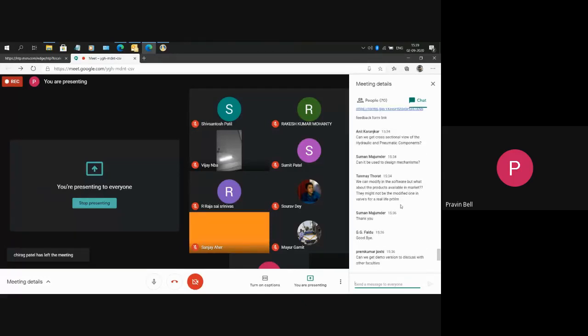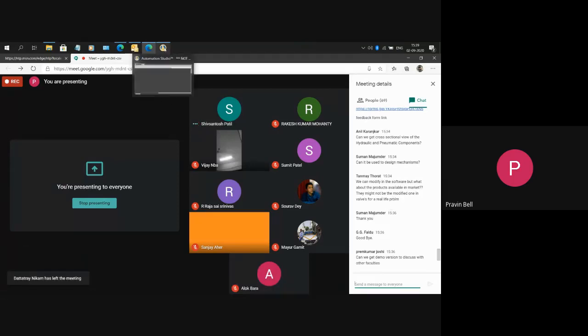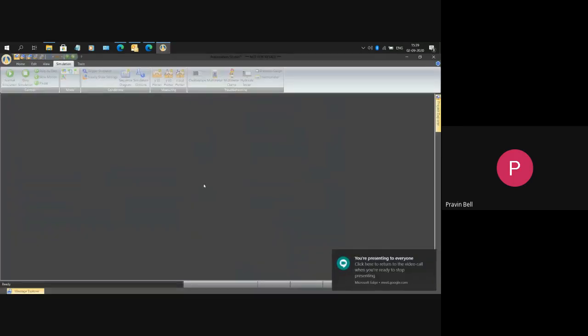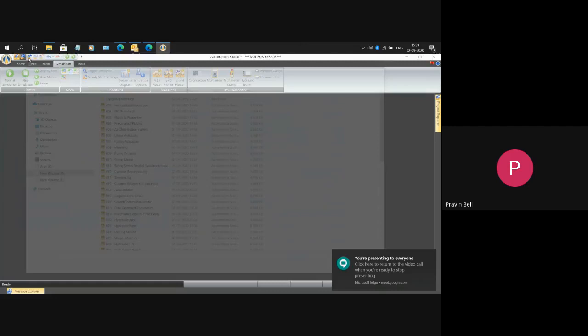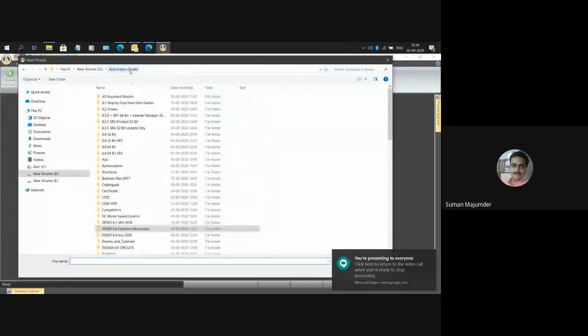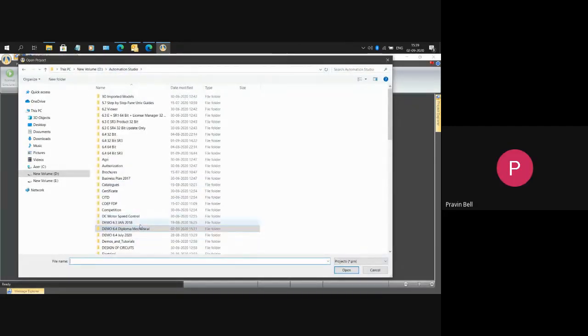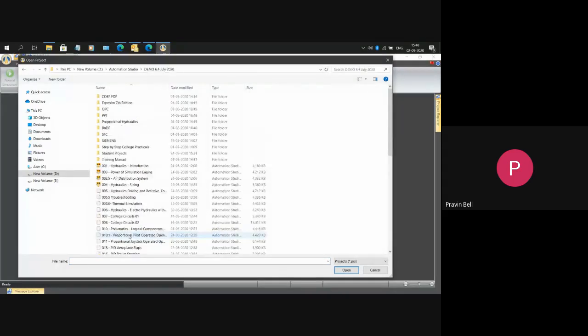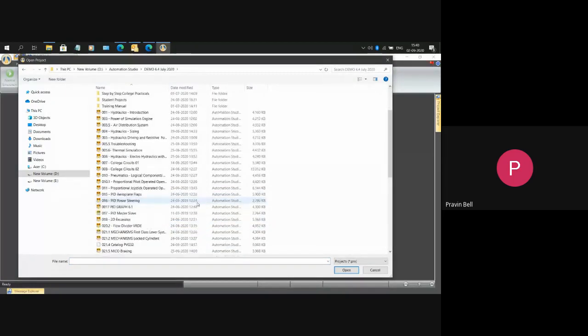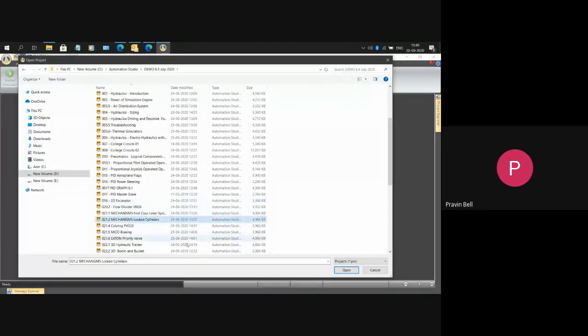Mr. Suman Majumdar, are you still there? One small thing I want to show you, because your question is very specific. I assume you are teaching degree. Yes, I'm here. You can tell me. You want to see a mechanism, right? So I'll just show you a mechanism.